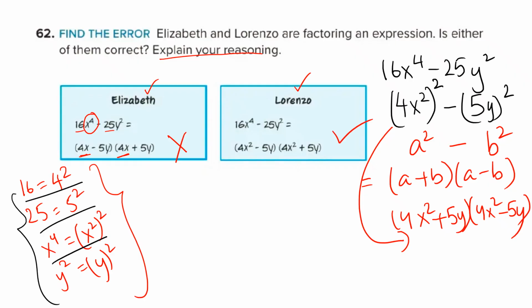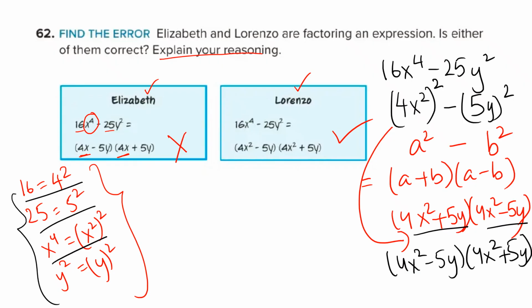Now let me clarify one important point. You can write first the positive, then the negative, or you can also write first the negative, then the positive. Both are correct. Order is not important. So therefore, Lorenzo is correct.